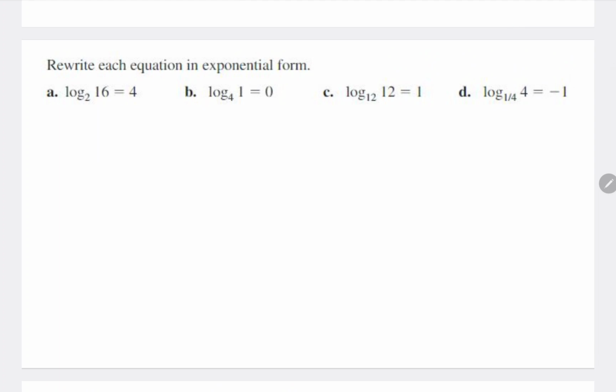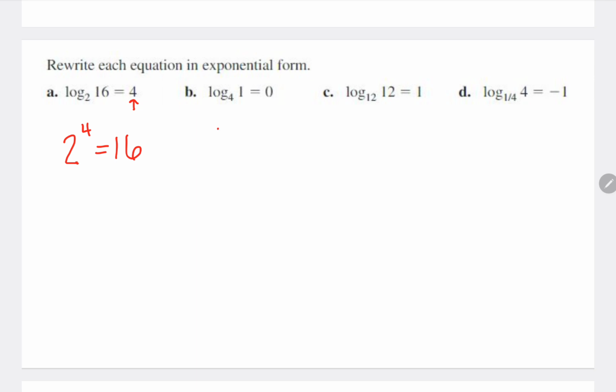Let's just practice going back and forth between the two. So we're going to rewrite each one of these in exponential form. So log base 2, that means 2 is the base. Logs equal the exponent, so 4 is the exponent. 2 to the fourth power equals 16.